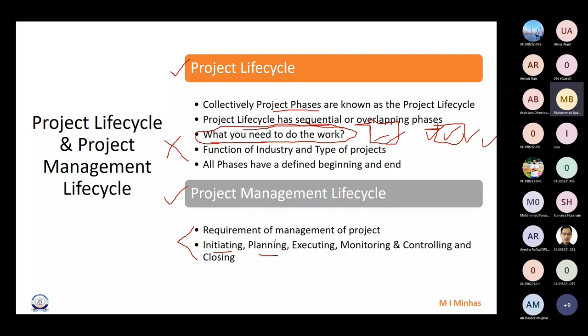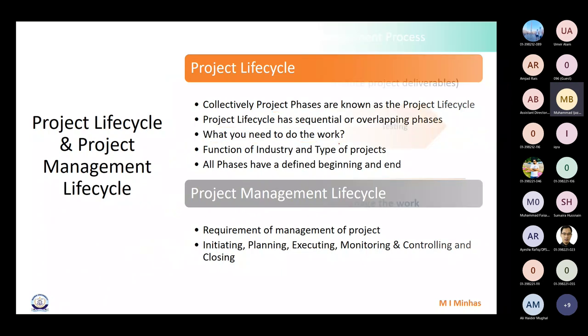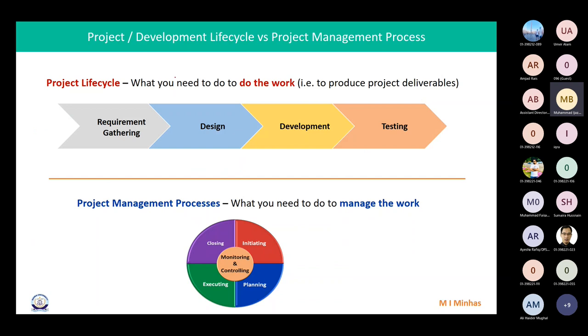Now look here. Project life cycle is what you need to do to do the actual work, the things that you do to produce the deliverable. For example, in case of software, these are the things that you would do: requirement gathering, design, development, testing. But this is hardcore product development. Obviously, you need to do some planning things. You need to plan your schedule, cost, estimates, resources, quality, procurement, risk and other things in order to do all this work. So project management processes are the things that you need to do to manage the work. Is it clear?